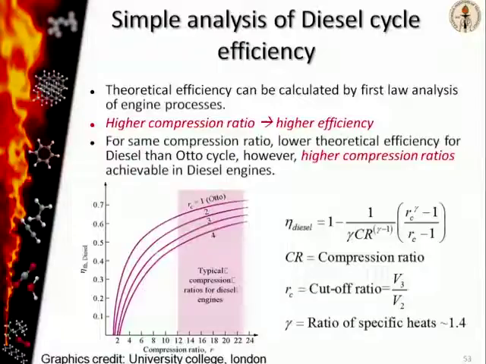But other than that, you can still plot theoretical efficiencies of the diesel cycle as a function of compression ratio. Now, with diesel, you can have a higher compression ratio, which means that you can have higher efficiencies. For the same compression ratio, you actually get a lower theoretical efficiency for diesel as compared to the spark ignition cycle, but the fact that you can go to higher compression ratios allows you to have an improved thermodynamic efficiency.